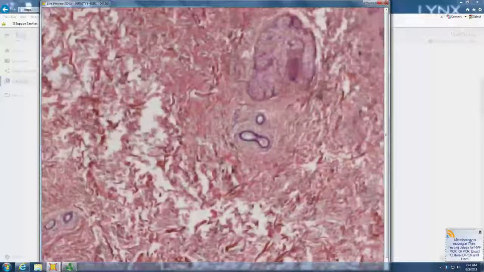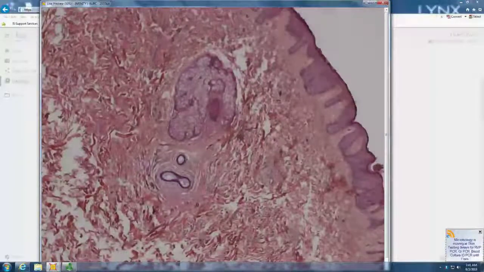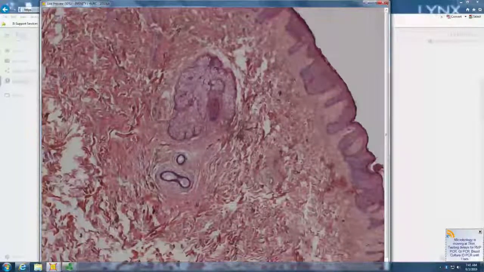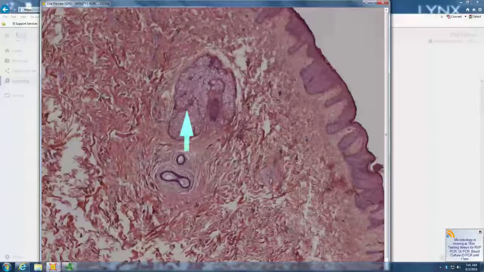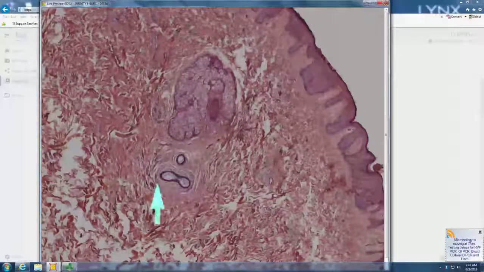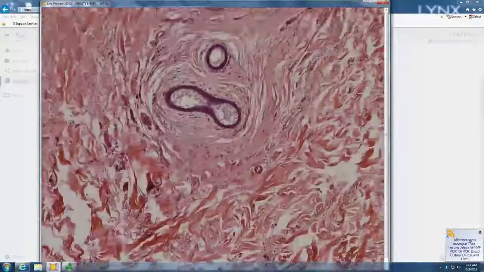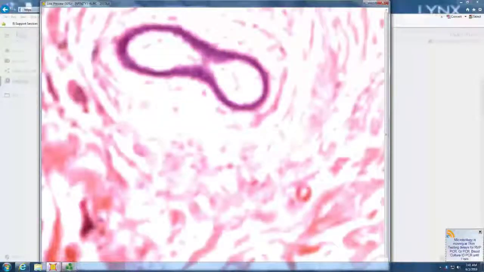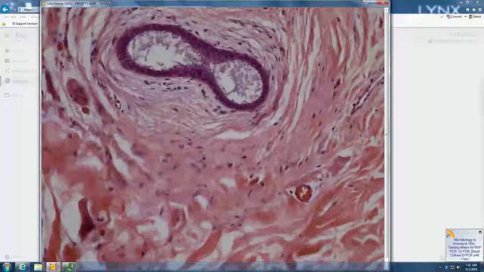Lesion on the abdomen. Sebaceous gland associated with a follicle. And then a funny duct filled with something that's kind of apocrine looking.